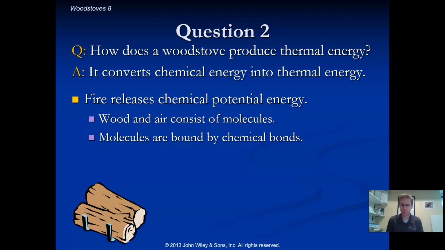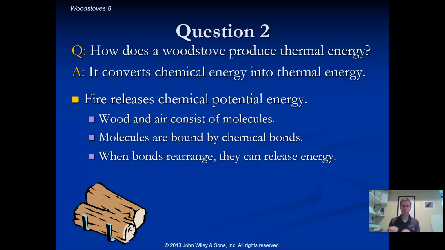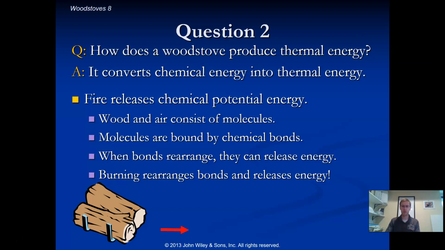So we're going to have to define a few things to make sure we understand this. But what's happening is molecules, which are multiple elements bonded together, molecules which are bonded by these chemical bonds are actually broken apart and rearranged, and the breaking apart of those chemical bonds has the potential to release energy. All right, so burning is this process where bonds are being rearranged and energy is being released.